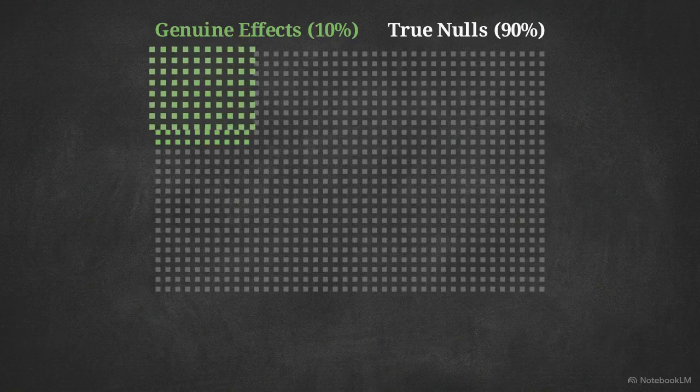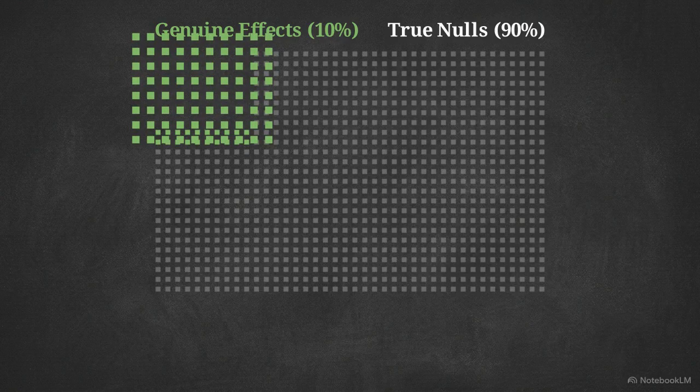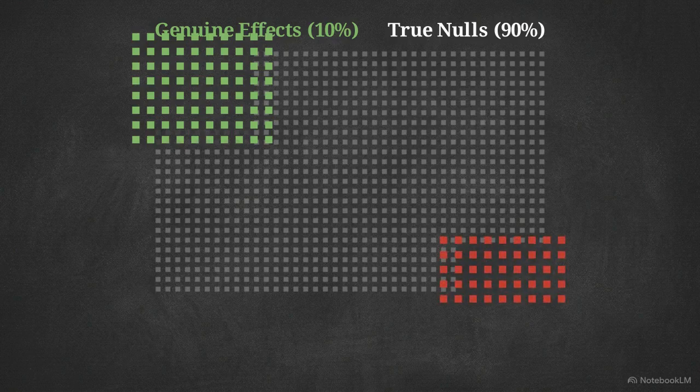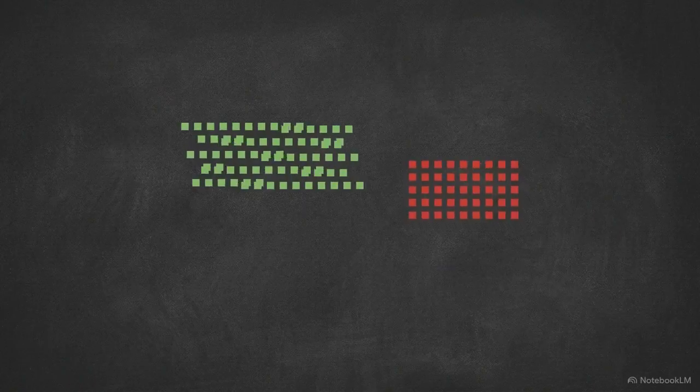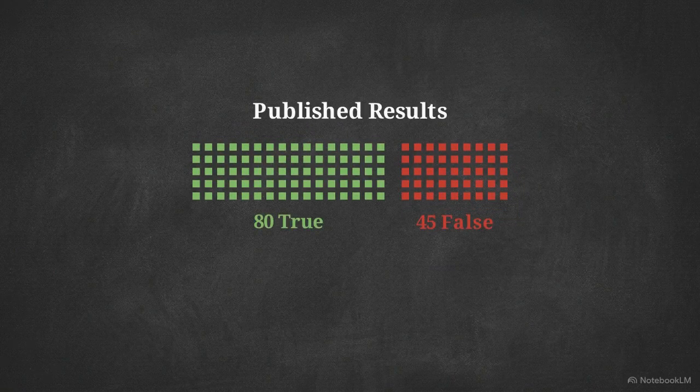Applying 80% statistical power to the genuine effects, the tests successfully detect 80 of them, and 20 are missed. Applying the standard 5% alpha threshold to the 900 true nulls generates false positives. Exactly 5% gives us 45 results that appear significant by pure chance. When an academic journal collects these significant findings, they aggregate the 80 genuine discoveries and 45 false positives into a pool of 125 published results.